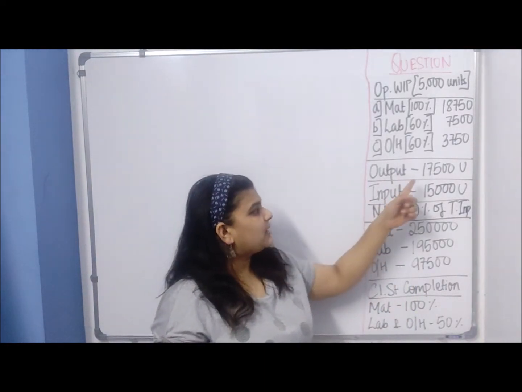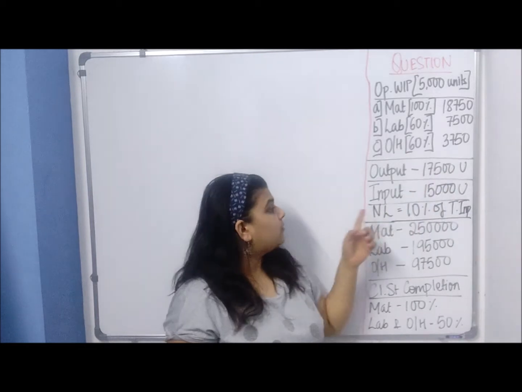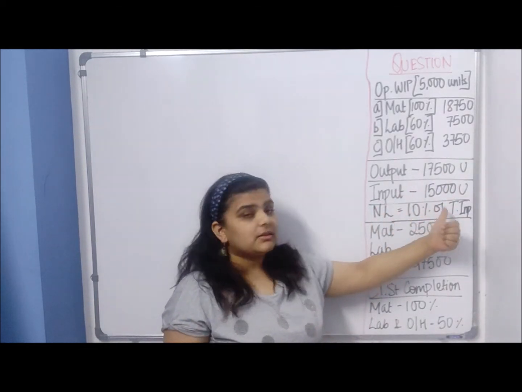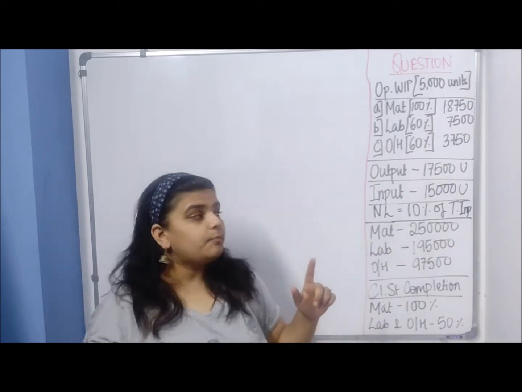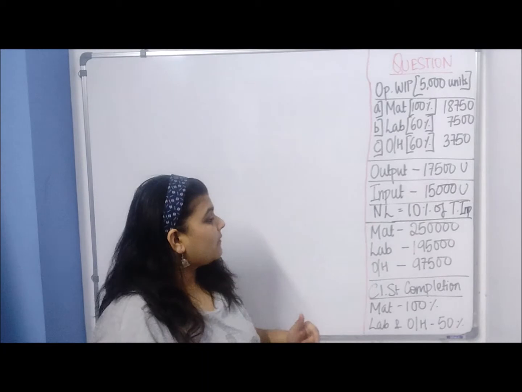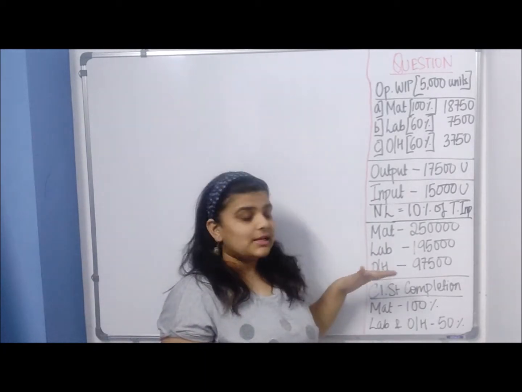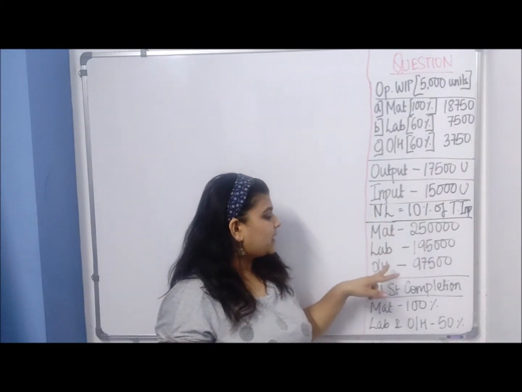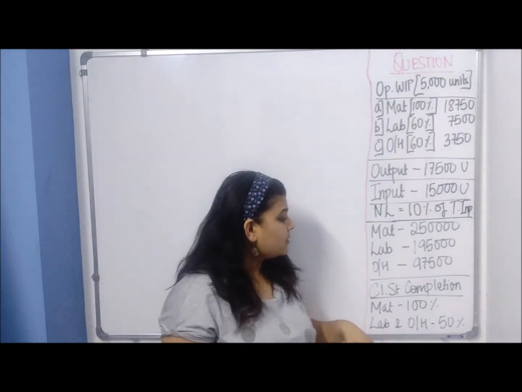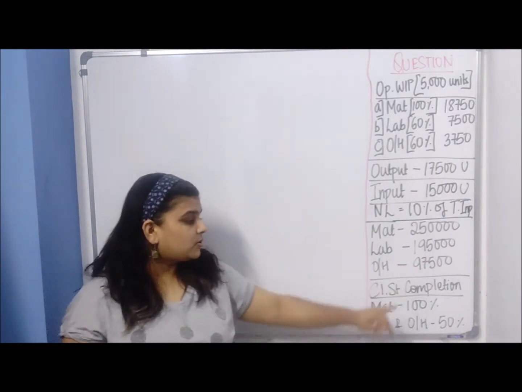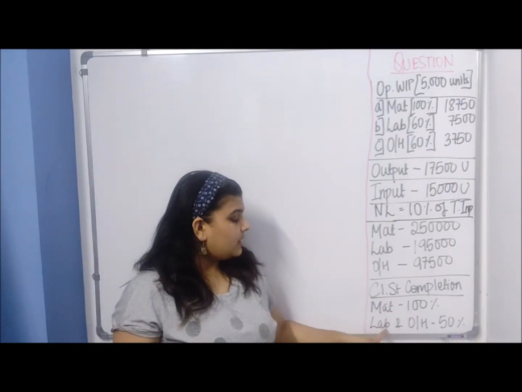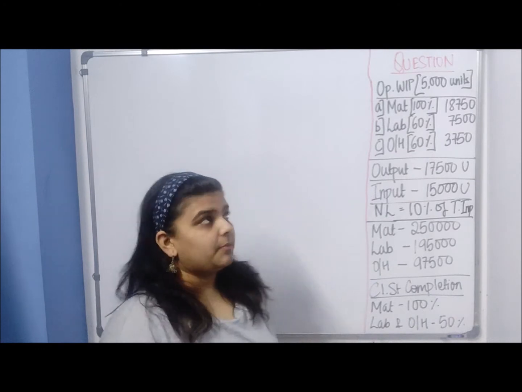Now, output is given as 17,500 units, input 15,000 units. Normal loss is 10% of the total input. Total input means our input of 15,000 plus opening stock of 5,000. Then this year's cost: material 2,50,000, labor 1,95,000 and overheads 97,500. Our closing stock completion is material 100%, labor and overhead 50%.